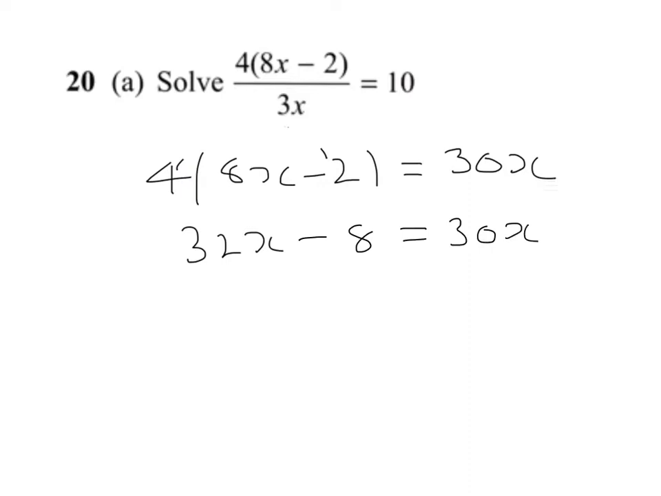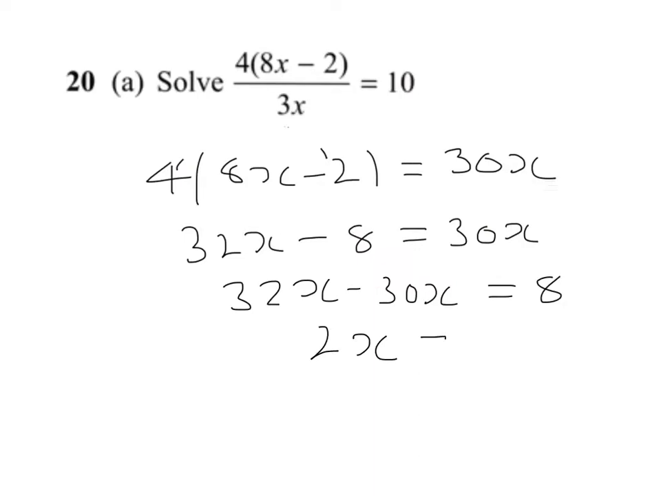So we now need to take 30x from the right hand side across to the left. I'm going to move the minus 8 over to the right hand side, and it'll become plus. So I've got 32x minus 30x equals 8. Notice that as you move them, they do the opposite thing on the other side. You should know that if you've got this far through the exam paper. 32x minus 30x is 2x. 2x equals 8, and so x will equal 4.